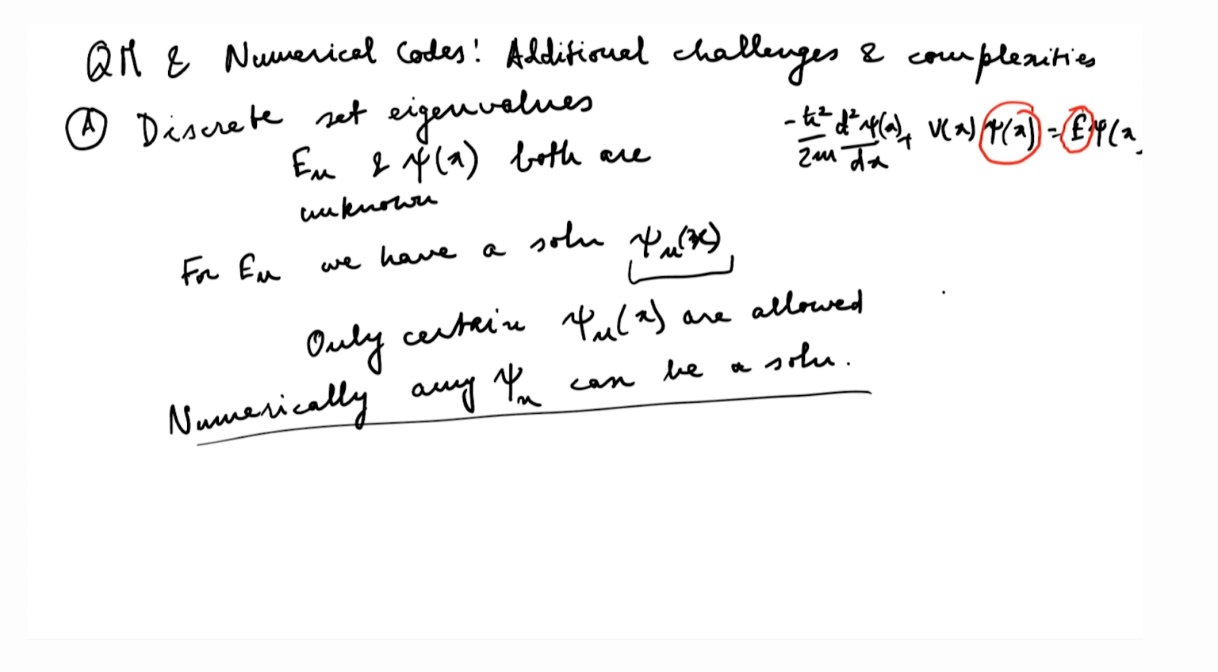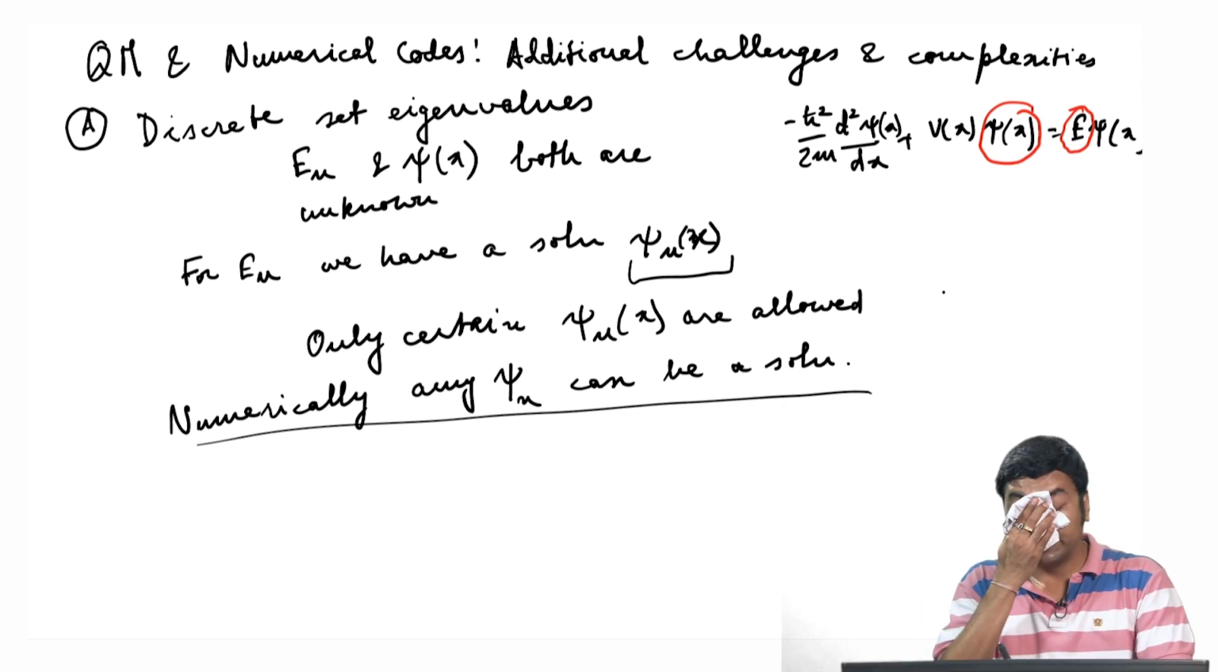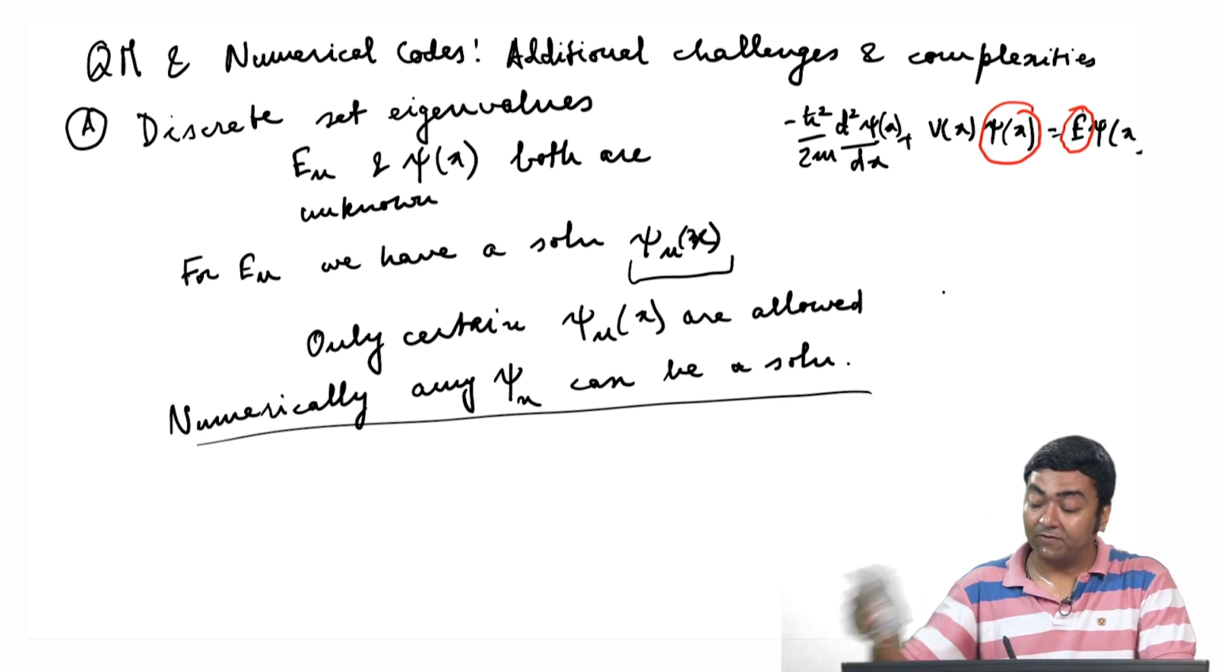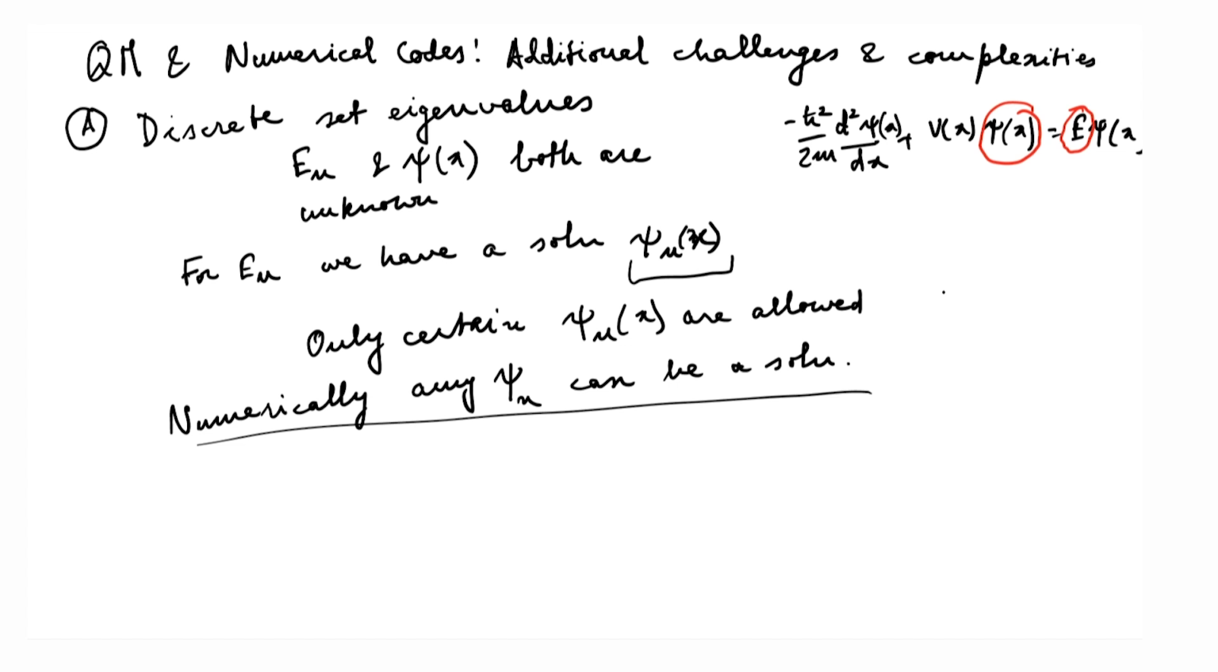So this is one of the complexities I am talking about for using codes for quantum mechanical methods. When we write a code, what we need to keep in mind is the following things. Basically, your numerical code should be able to do the following things.